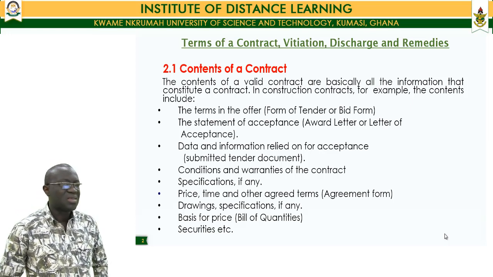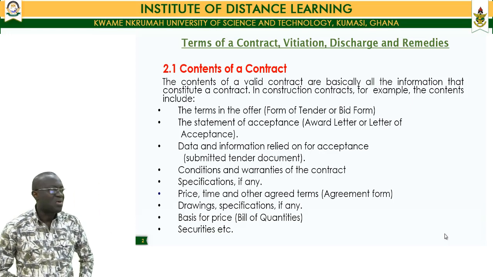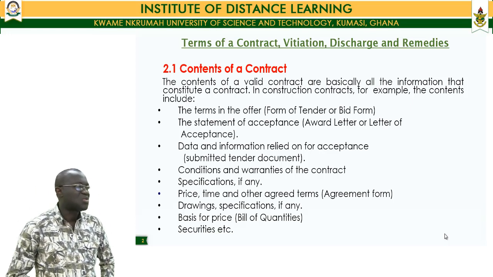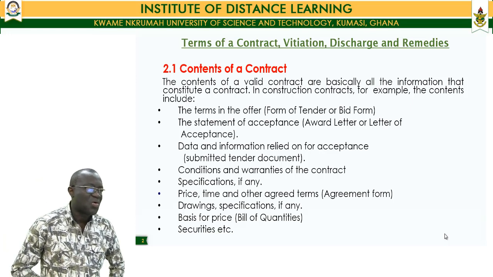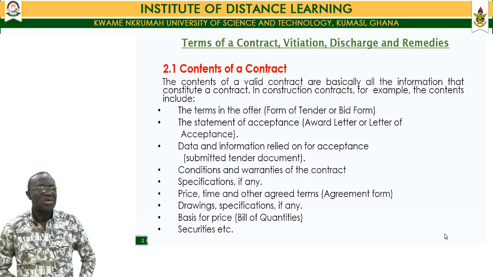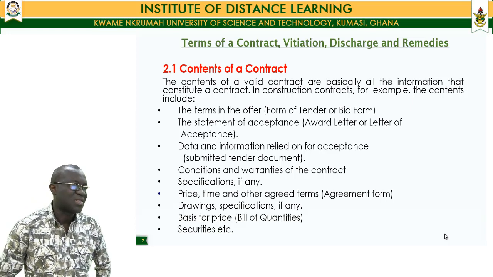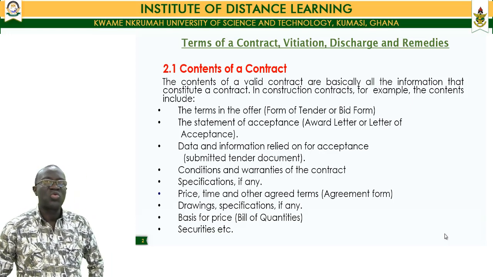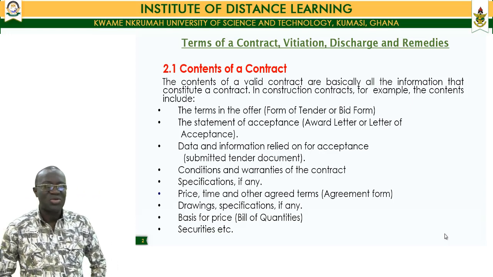Now, when we talk about the terms of a contract, or vitiation, or discharge and remedies, we are only referring to an aspect of the contract law we started already looking at. So we start first with the terms of a contract. The terms of a contract.